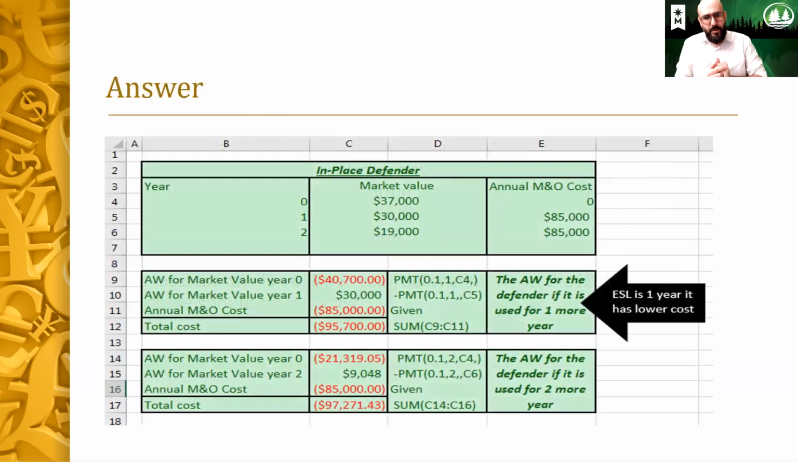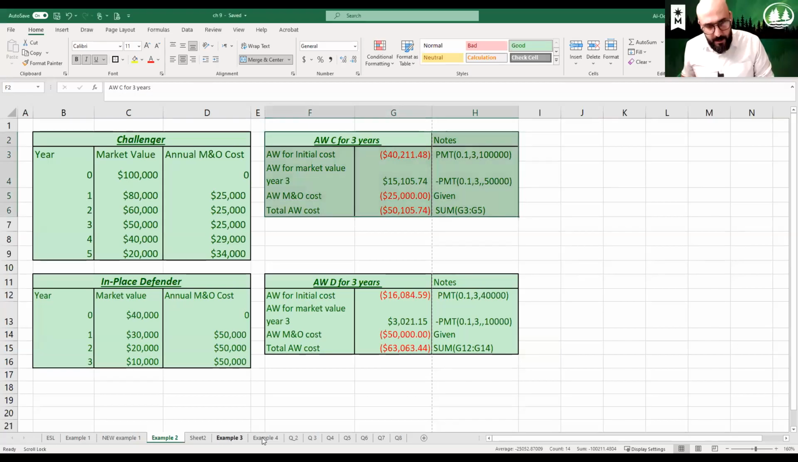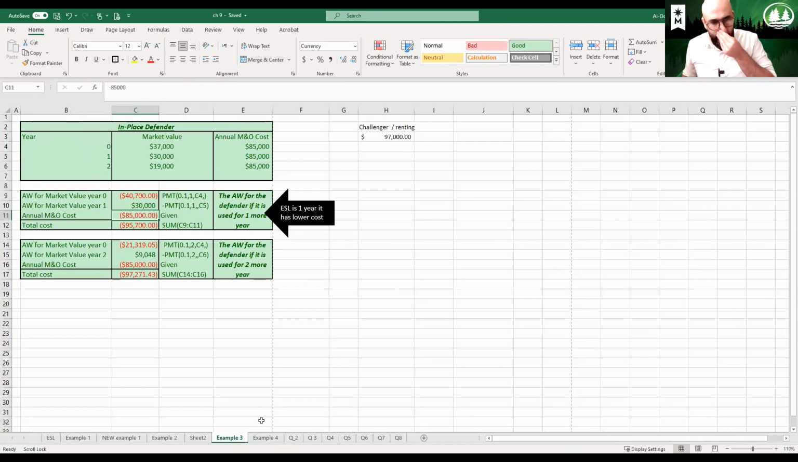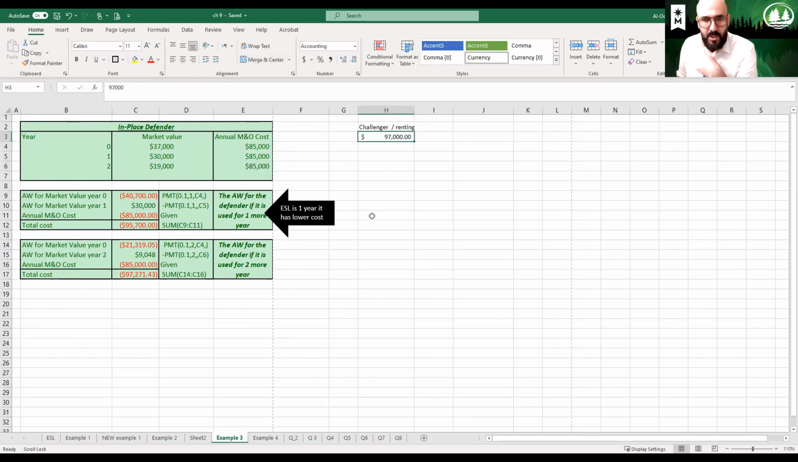All right, what we need to do is the analysis. I'm going to switch to Excel here, and we have to find the ESL year by year for these alternatives. All right, let's take a look here. We have the market value, 37,000, 30,000, 19,000, maintenance and operational cost, 85,000. The Challenger is just one number, 95,000. So we're going to do the annual worth for 1 year and 2 years.